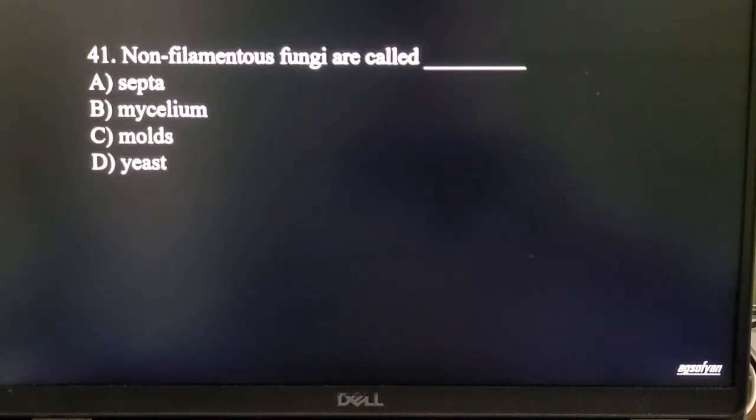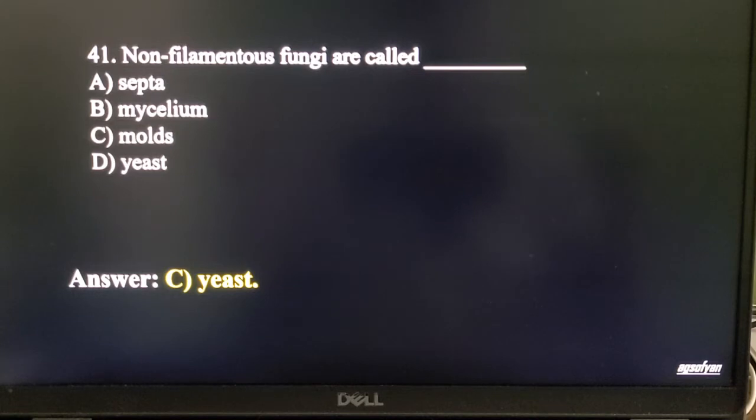41. Non-filamentous fungi are called septa, mycelium, molds, or yeast. Choose your answer. Yes, they are yeast. Yeast is not a long type of fungi. It is not a filament. It is just one cell, or if combined, maybe only 2, 3, or 4 cells. It's not a long filament. So this is yeast, non-filamentous.